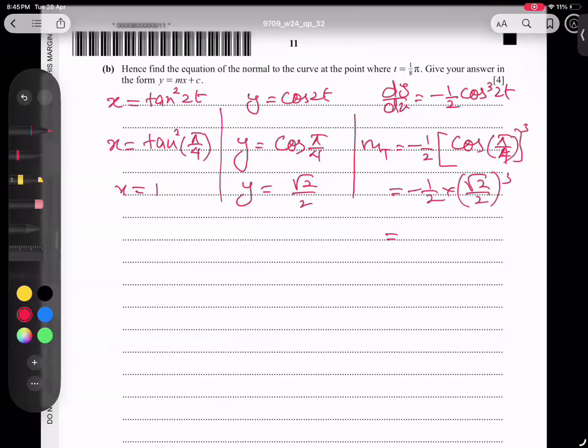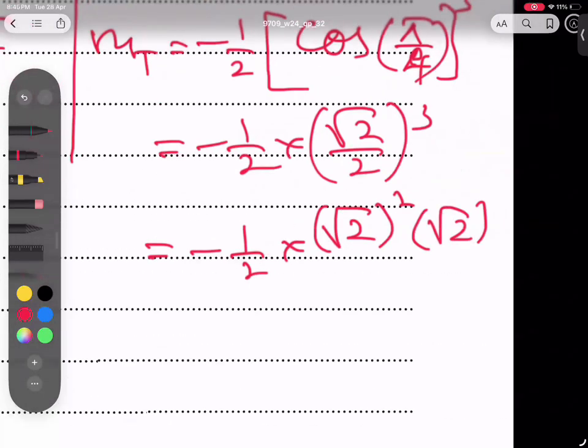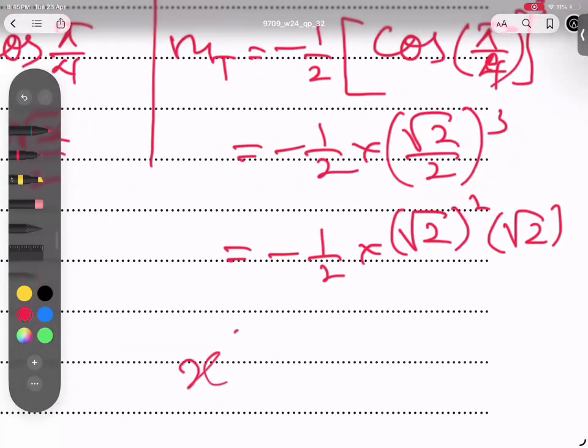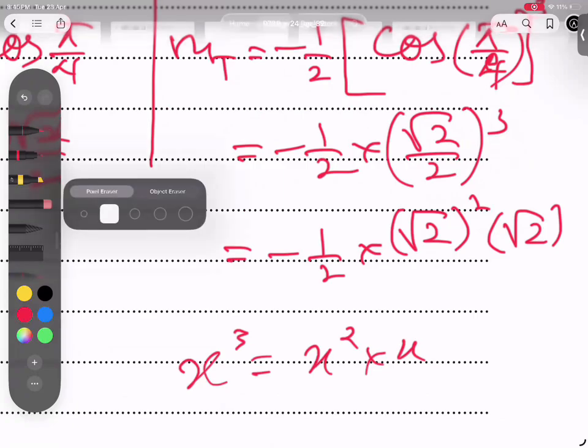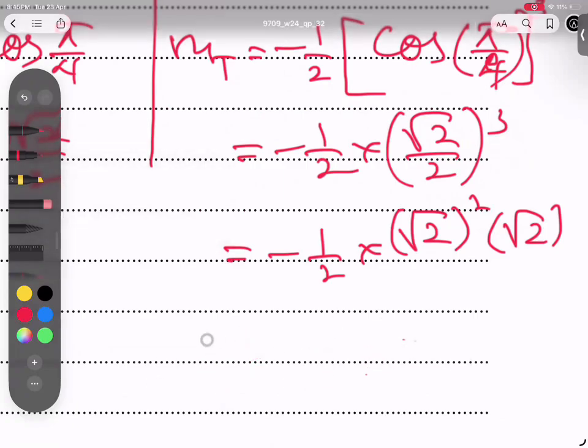How to deal with this? Negative half as it is. Root 2 cubed means one root 2 with power 2 and one root 2 alone, the reason being power 3. Look, I zoom for you. Power 3, like x to power 3, we can write as x square into x. Same story: if I have a root of x, I can write one with power 2 and one without power 2. I think the point is clear. And down I have an 8. How does 8 come? 2 to power 3 is 8.